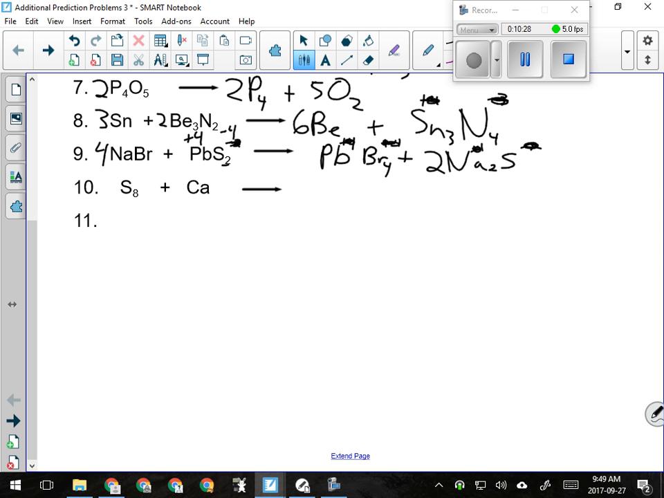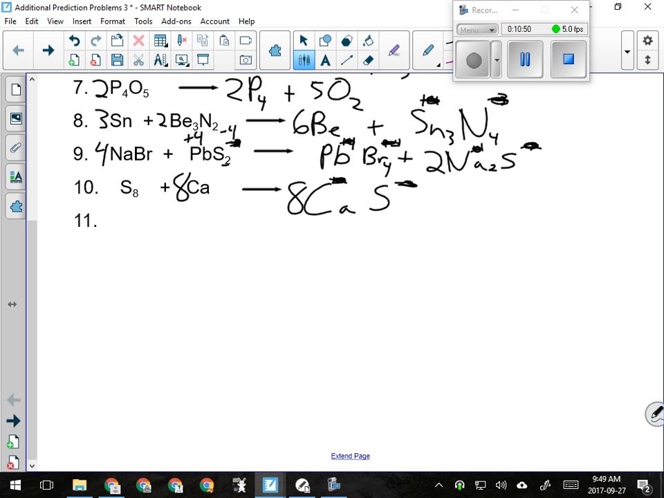Okay, I have calcium and sulfur. That's going to make an ionic compound where calcium has to be listed first. Sulfur has a -2 charge. Calcium has a +2 charge, so that's already dropped and swapped as CaS. Now we just need to balance. And that would do it.